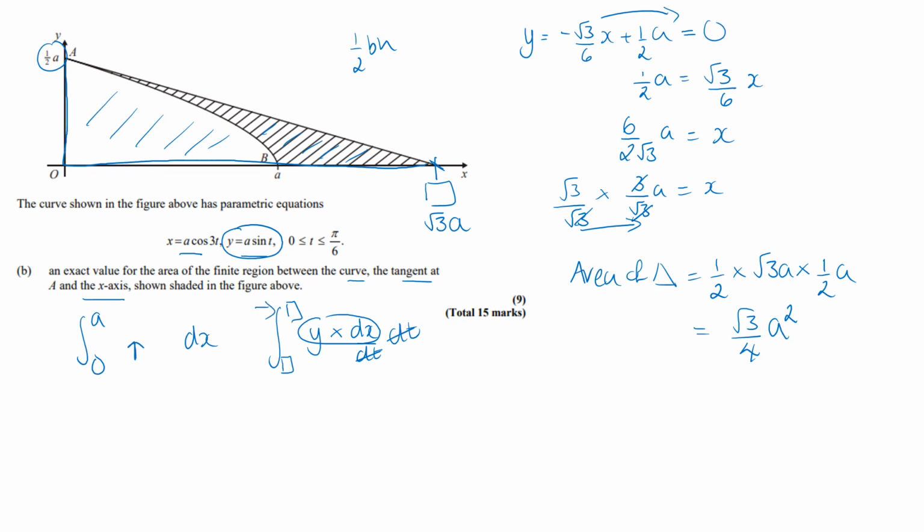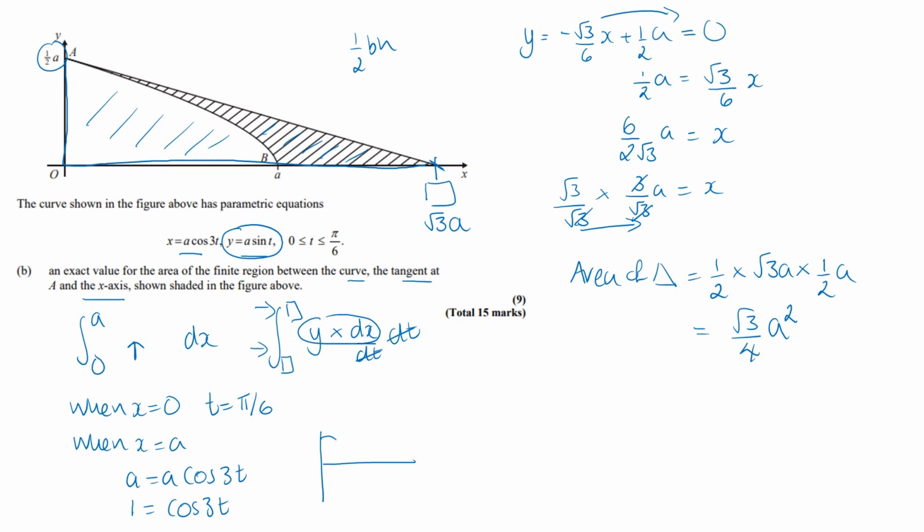So we need to find our limits first. We already know that when x is equal to 0, t was equal to pi by 6. Now, when x is equal to a, we're going to let a equal a cos 3t, because that's the x equation. Dividing both sides by a, we'll have 1 is equal to cos 3t. Having a look at our cos graph, where does the cos graph equal 1? It's there at 0, so 3t will equal 0, so t will equal 0.